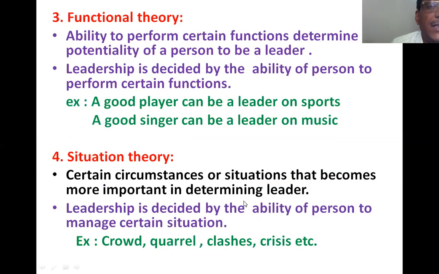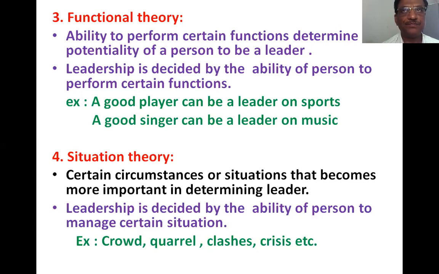Then the third one is functional theory, ability to perform. Here the leadership is decided based on the ability to perform certain functions. Ability to perform certain functions determines the potentiality of the person to be a leader. Leadership is decided by the ability of the person to perform certain functions.